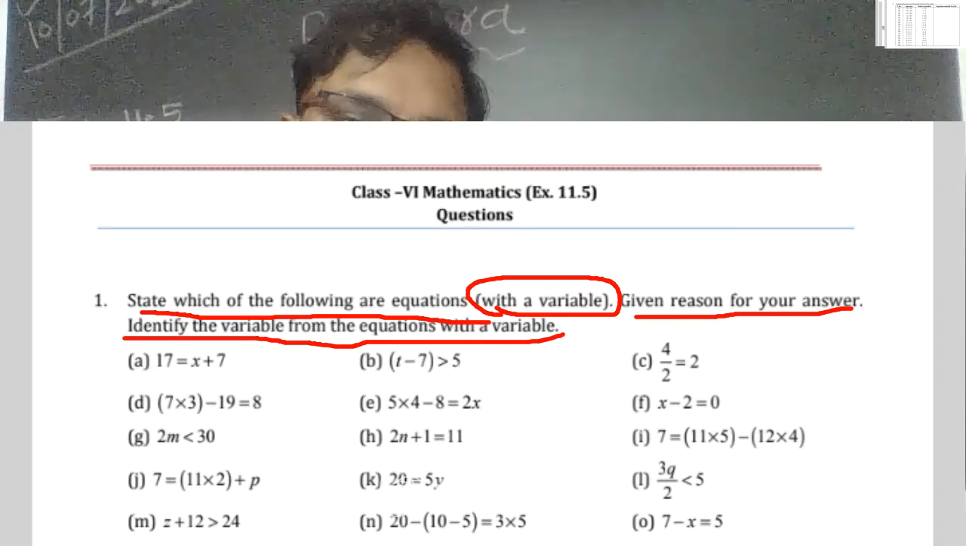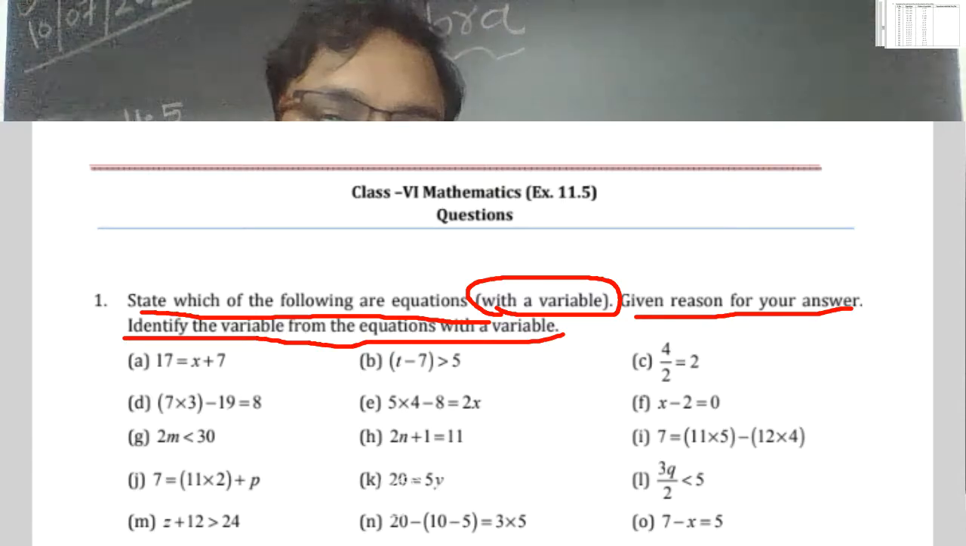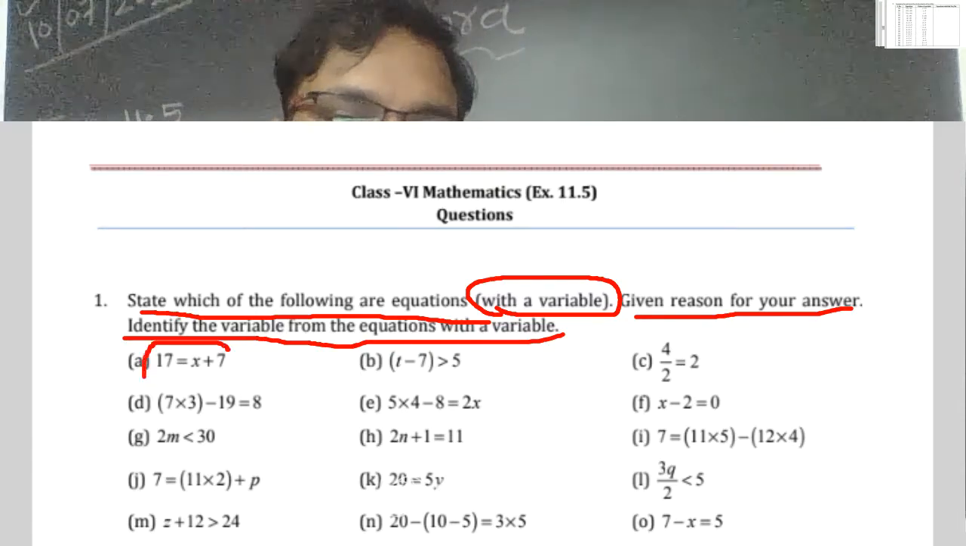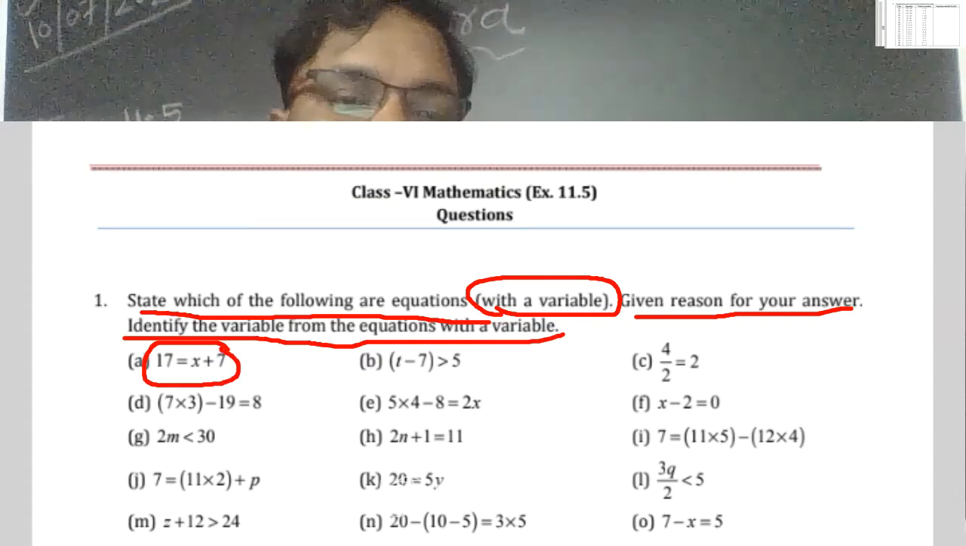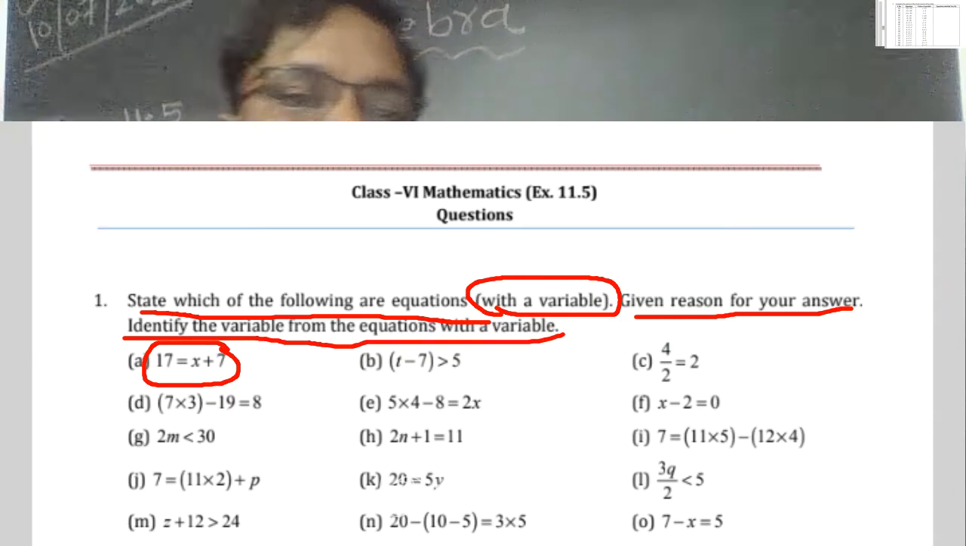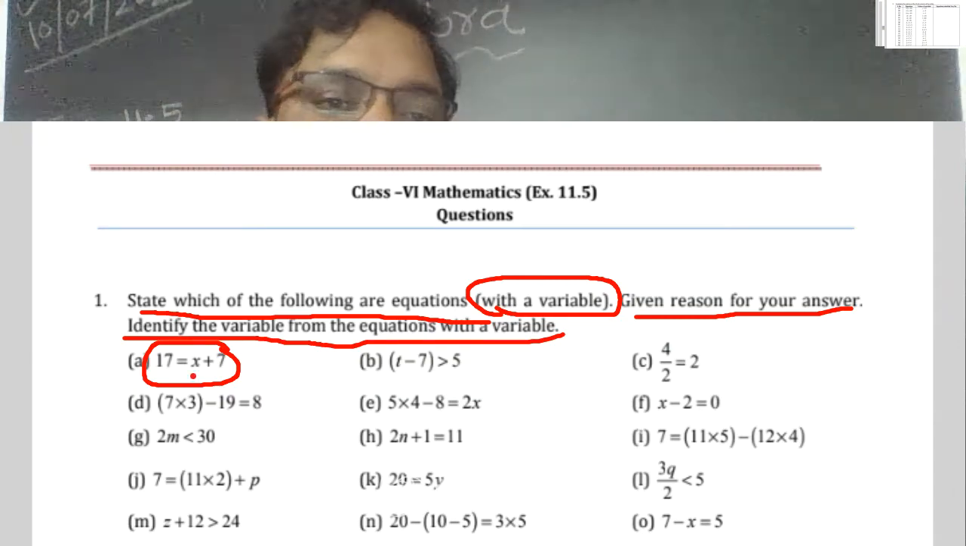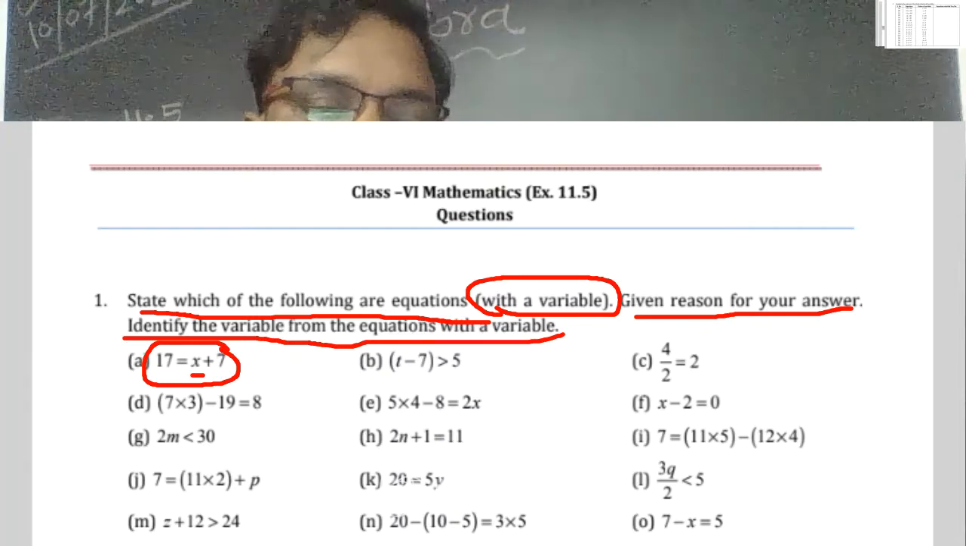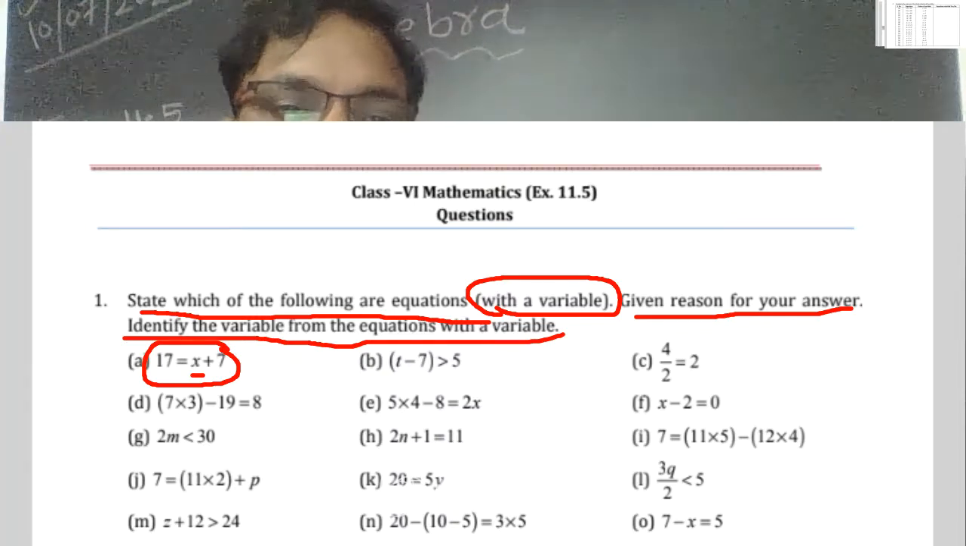If two expressions are equal, then you can say this is an equation. So here you can see 17 is equal to x plus 7. So you can say this is an equation. What is the variable in this equation? The variable is x. This is an equation with variable x.